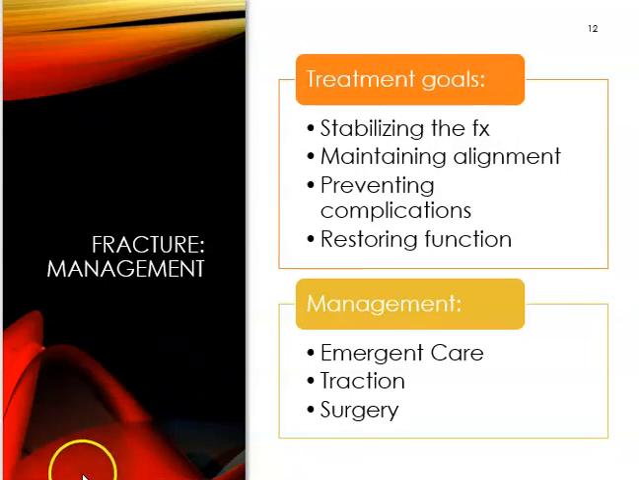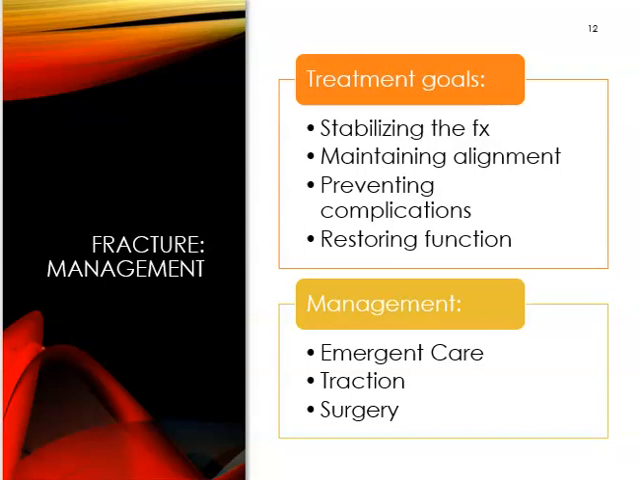Then we're going to maintain alignment for these patients. So we're going to immobilize after injury. That's going to prevent any further injury, promote circulation, reduce pain, and correct any deformities with these patients. And reducing or maintaining alignment, that can be done with a cast, a splint, or traction.